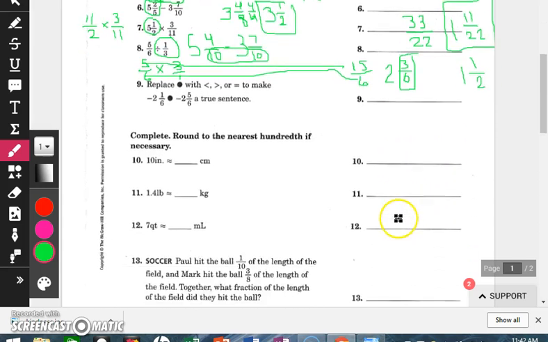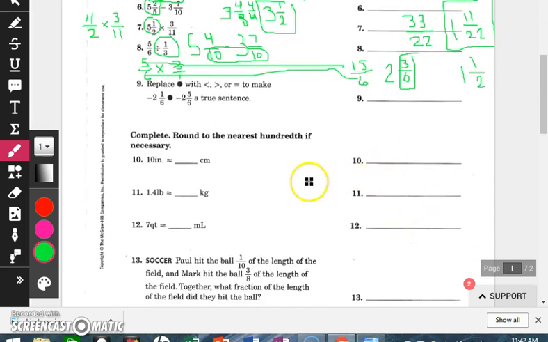I'm going to go ahead and end this lesson. We didn't really cover much about conversions, but 1 inch will be equal to 2.54 centimeters. They will probably give you a chart for most conversions. 1 pound is equal to 0.45 kilograms.